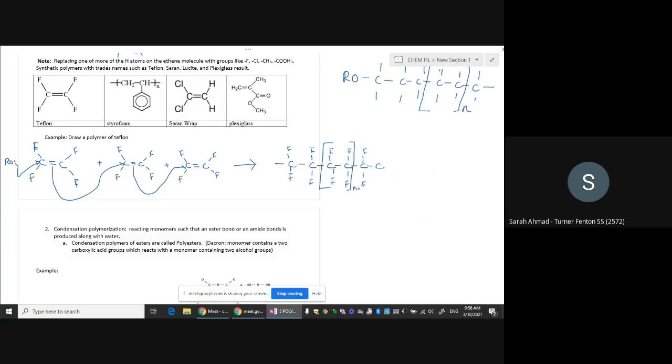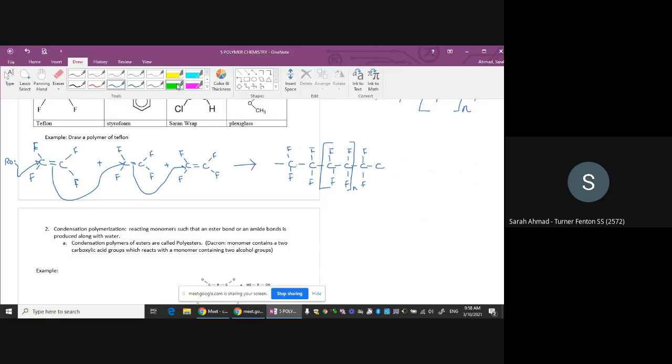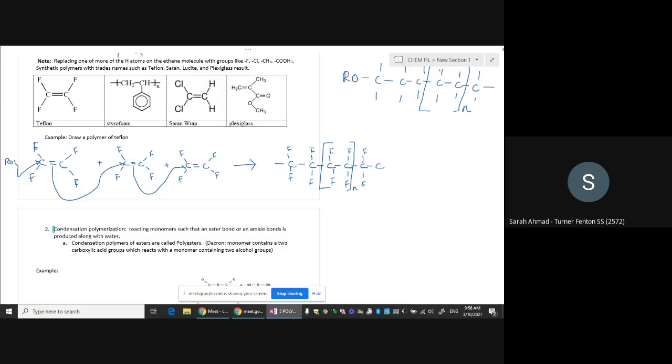Okay, so the second category that we're going to look at is condensation polymerization. Condensation polymerization is different from addition polymerization. Addition polymerization requires the presence of double bonds. I couldn't find the monomer for this, but I understand there's a double bond here before it gets made into a polymer.